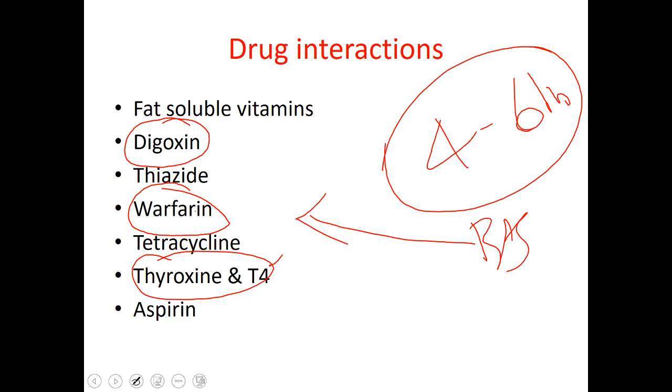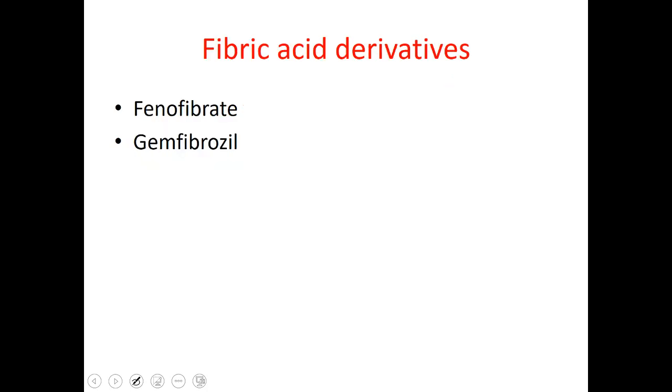Because of charged molecule, they often interact with other drugs, and you need to give certain time gap to avoid these interactions. The third drug class for dyslipidemia are the fibric acid derivatives. There are again half a dozen molecules, but please keep these two in mind. Commonly used: fenofibrate and gemfibrozil.